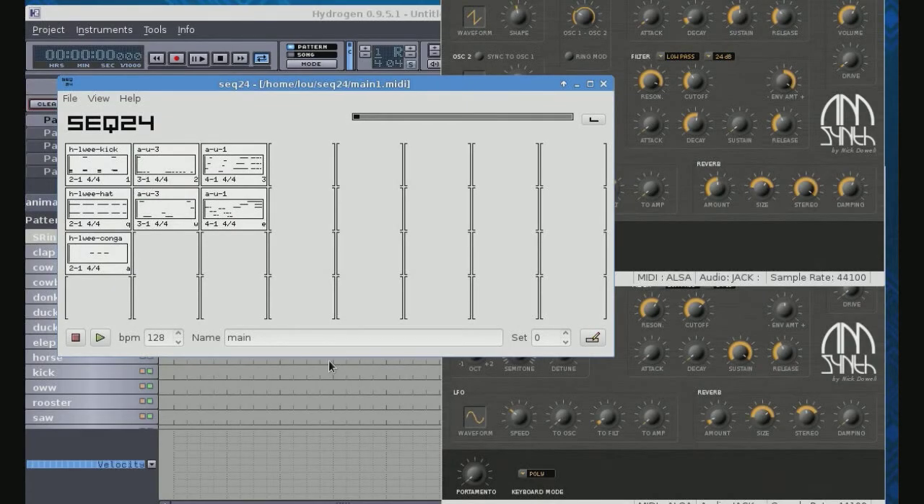Okay, well, let's get started. As you can see here, seq24 again from last week, and here's the three drum patterns I entered last week, and I've pre-entered some more of these for us. You can kind of see Hydrogen and a couple instances of AM synth behind us, so let's get started playing.